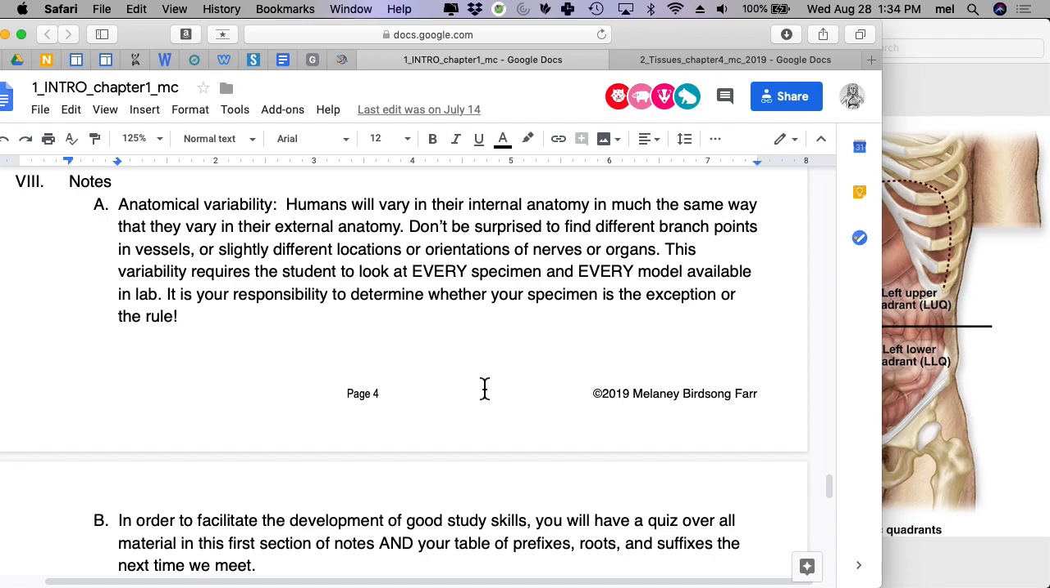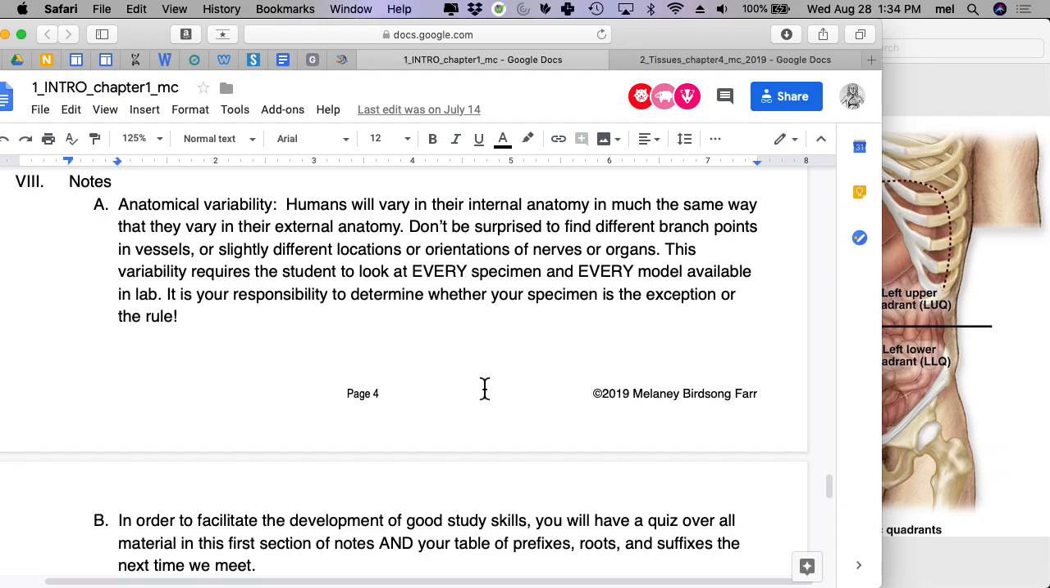So even if your textbook said that, okay, between this vein and this one, which is the basilic and cephalic vein, there's one vein that runs right here, 30% of the population has 2 that runs right there. And so how do you make yourself successful? Well, if there are 4 models and 4 cadavers in the lab, what do you look at? All of them, right?